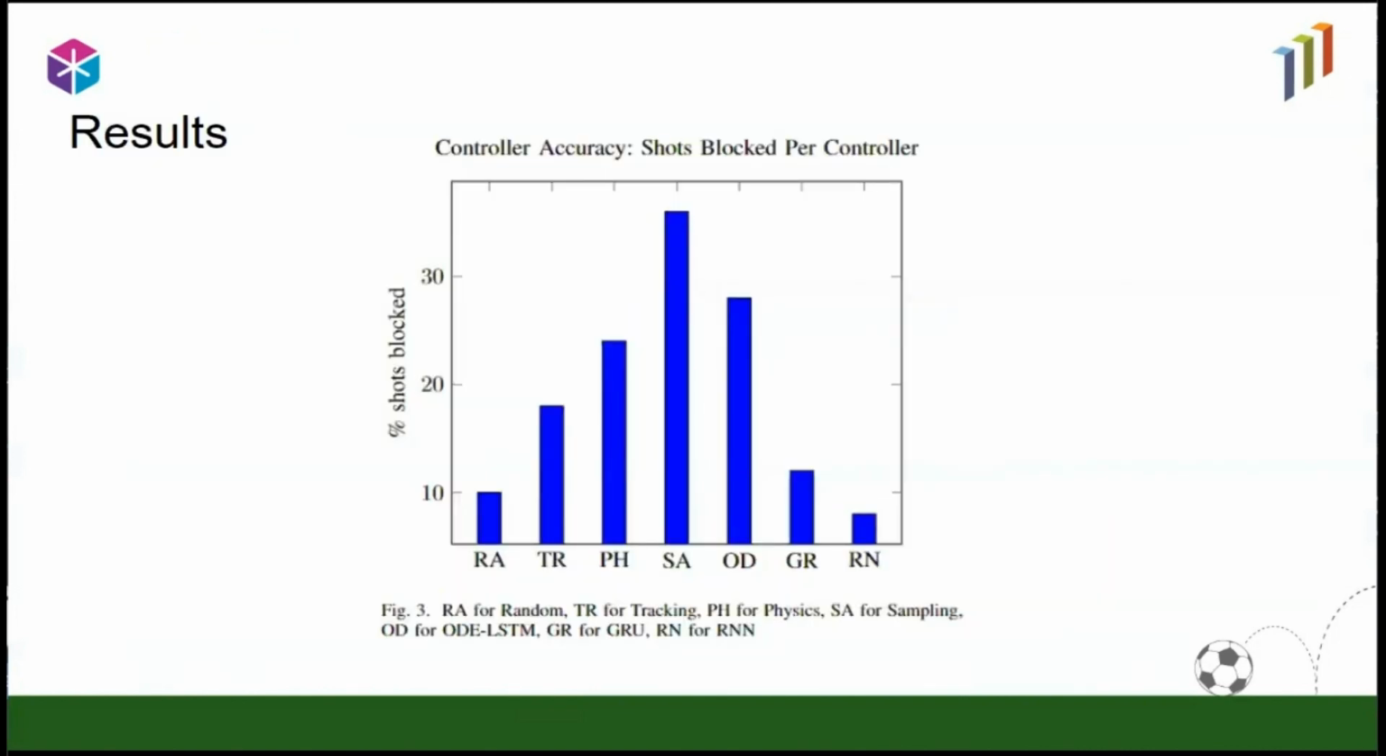Overall, the sampling controller exhibited significantly better performance, achieving a block rate of 36% compared to all other controllers. The ODE controller was on par with other physics-based controllers, attaining a block rate of 28%, which was better than the pure physics controller with a block rate of 24%. This suggests that integrating physics principles enhances the predictive accuracy and effectiveness of the controllers in dynamical systems.